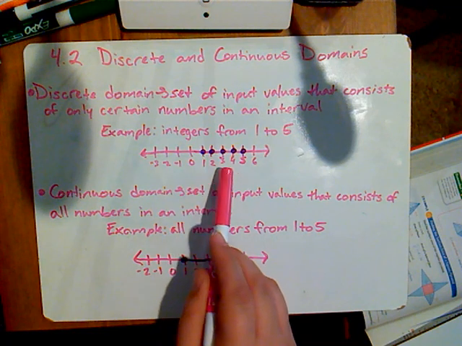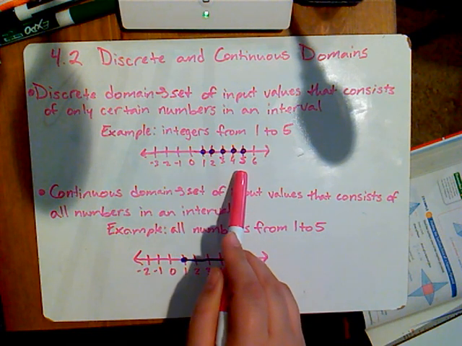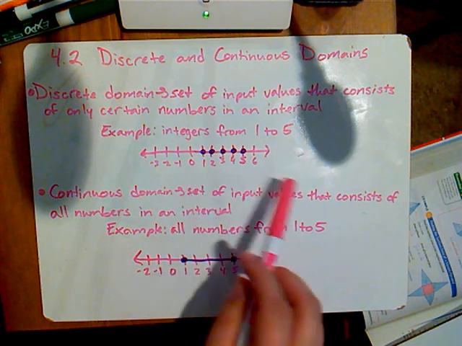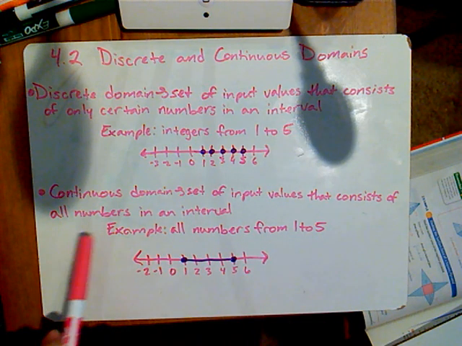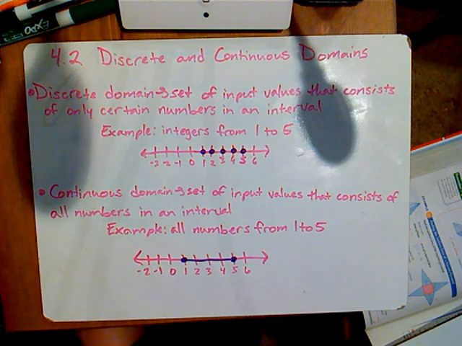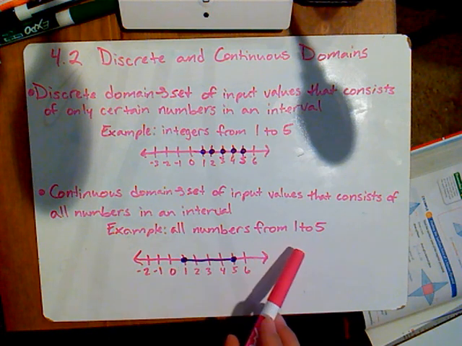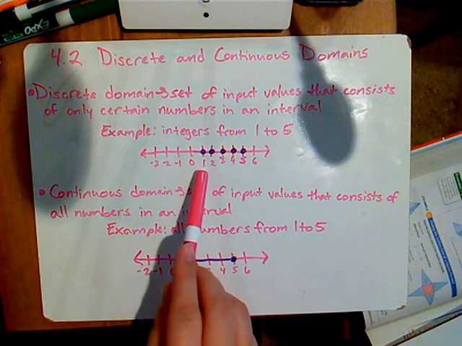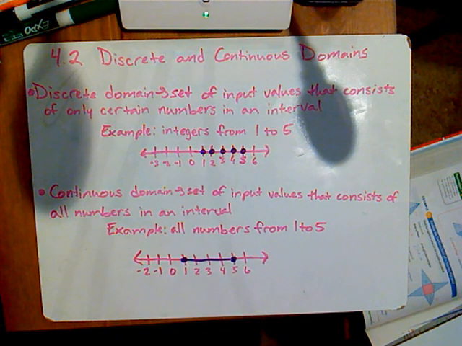So you have 1, 2, 3, 4, 5, because there are certain numbers in an interval. A continuous domain is a set of input values that consists of all numbers in an interval. So the example here would be all the numbers from 1 to 5, including any decimals. So it's any number between 1 and 5. A continuous domain would include decimals. A discrete domain will not include decimals.